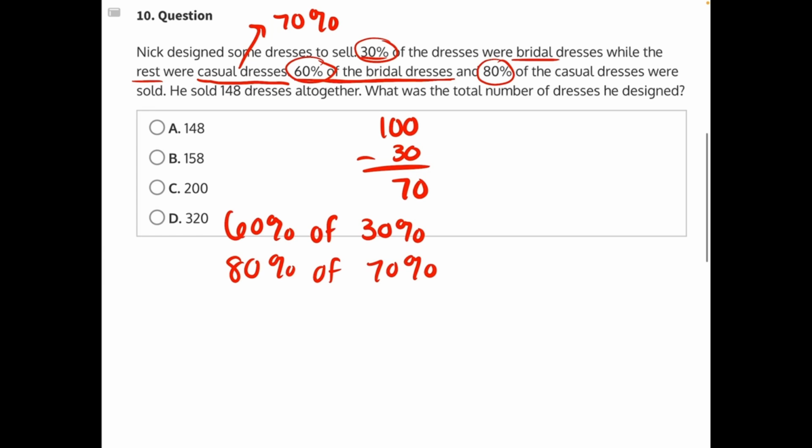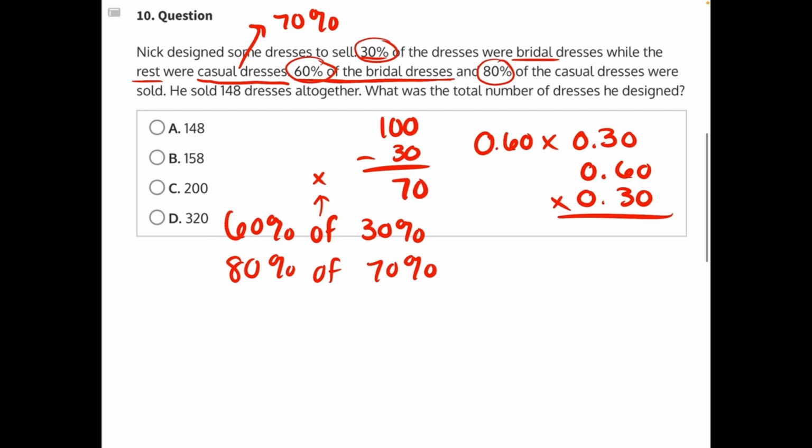Of is a word in math that means to multiply. So we can change all of these percentages to decimals. 0.60 times 0.30. Let's go ahead and do that really quick. We will stack these up. 0 times anything is just 0. Placeholder. 3 times 0 is 0. 3 times 6 is 18. 3 times 0 is 0 plus 1 is 1. And then anything times 0 once again will just give you 0, so you're left with 1800.